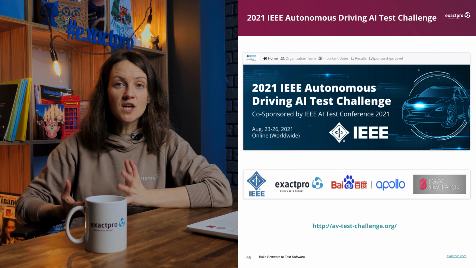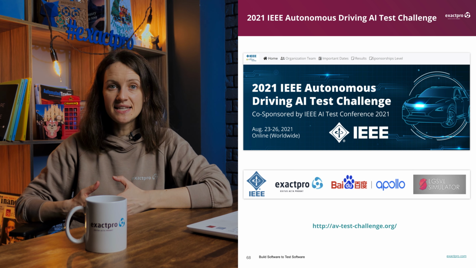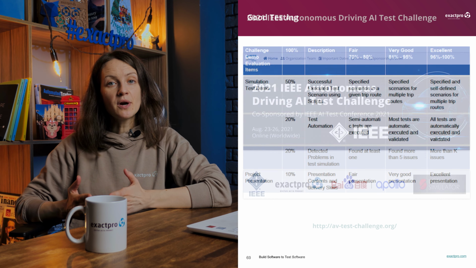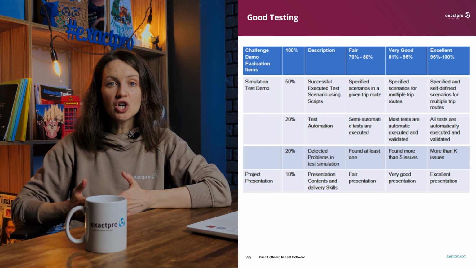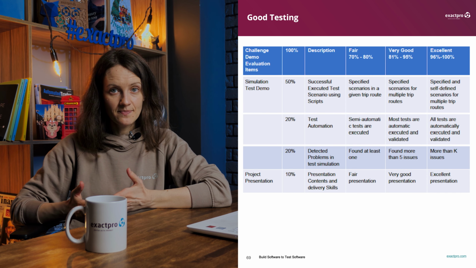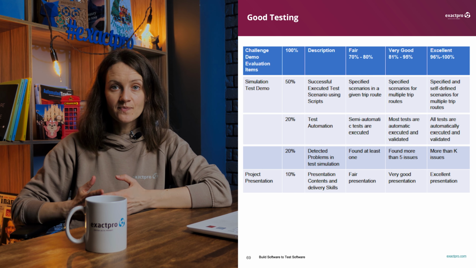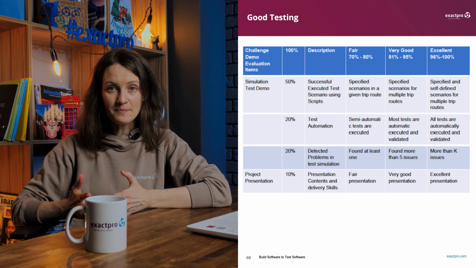Now let's visit the Autonomous Vehicle Contest website and see the acceptance criteria. There are 4 of them. So a part of your grade is a successful launch of test scenarios using scripts. So here they check if we actually managed to test something. If you did, you were halfway there.